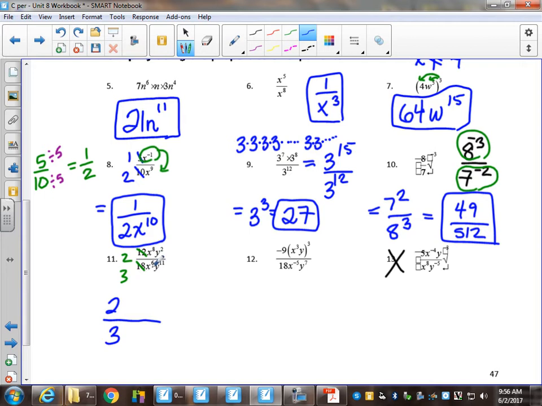Good. I can do 8 minus 6 with the exponents, and I get what kind of 2? Positive 2, so x squared will stay in the numerator. And then how about the y's? And how many are left? Y to the ninth in the denominator. Very good. That's as far as we can go. Thank you. Number 12, new voice.